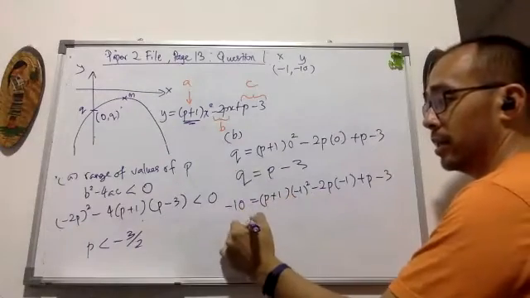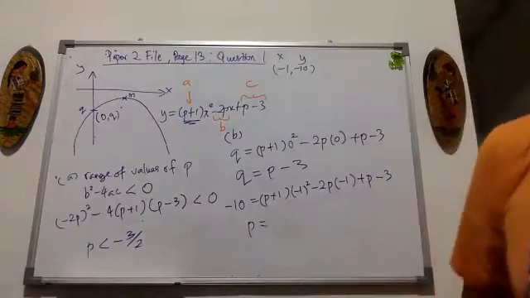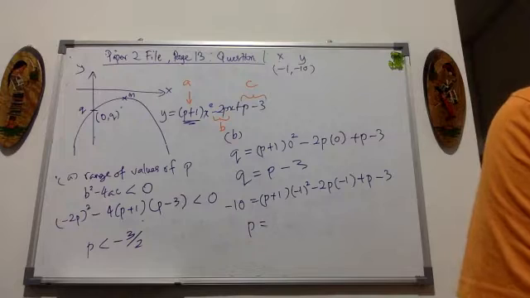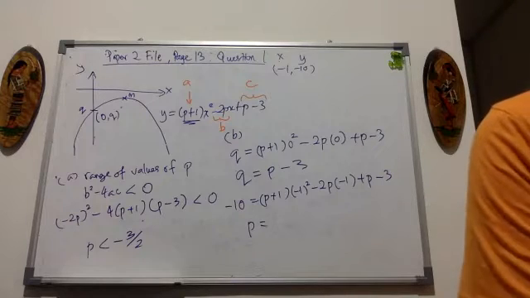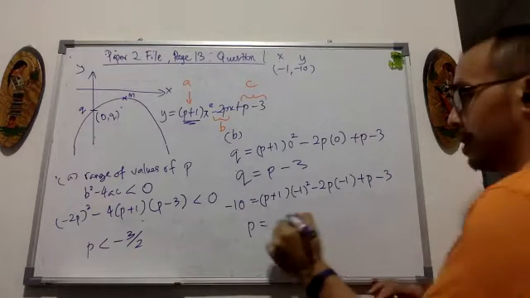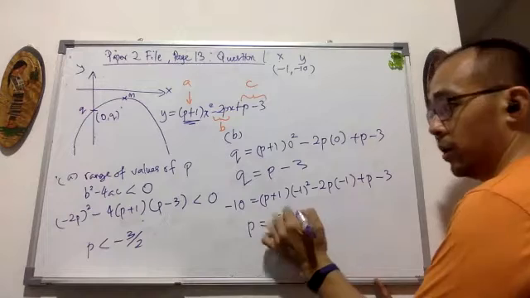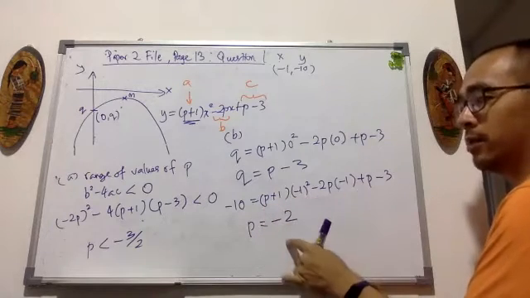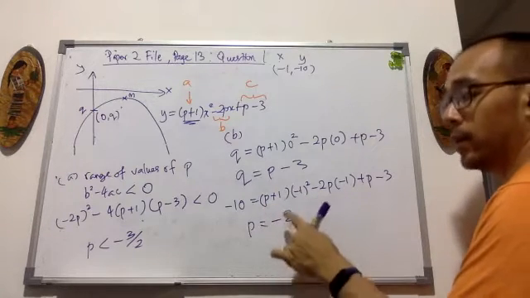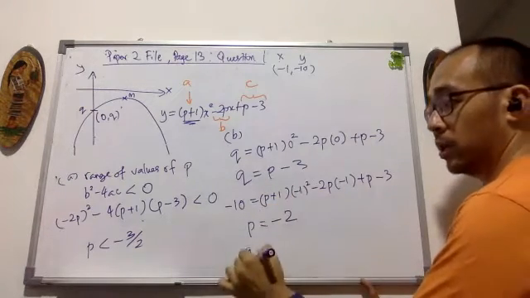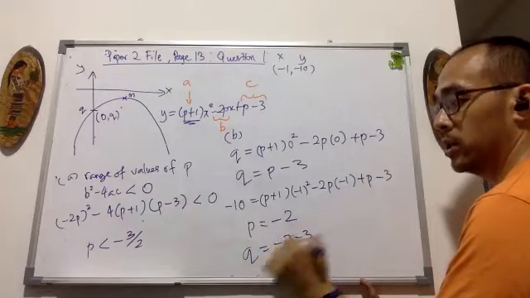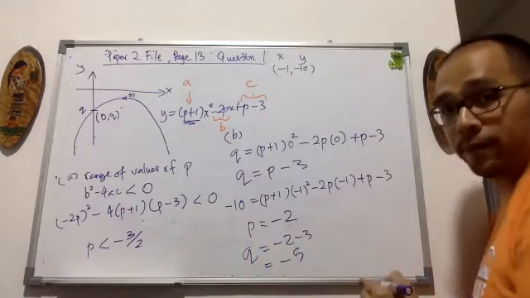Once you get the value of p, this is probably the reason why I need a bigger board. You get p equals -2. Once you solve all this, you will get p equals -2. And once you get p equals -2, then I can find q. q equals -2 minus 3, which is -5.